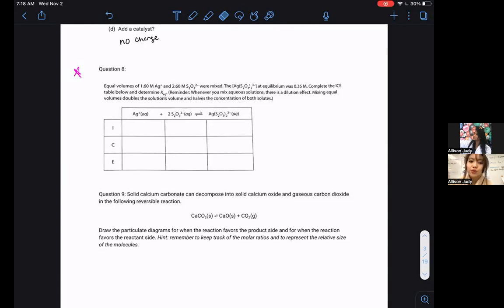So you are told your initial values, okay? And the AgS2O3 at equilibrium was 0.35. So you're told your final. Complete the ICE table below and determine the KEQ. Reminder, whenever you mix aqueous solutions, there's a dilution effect.